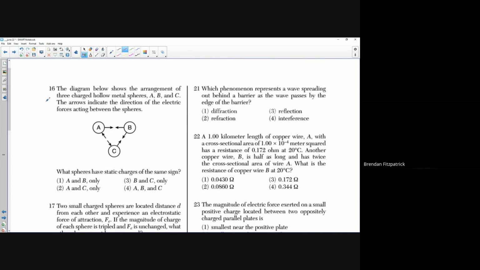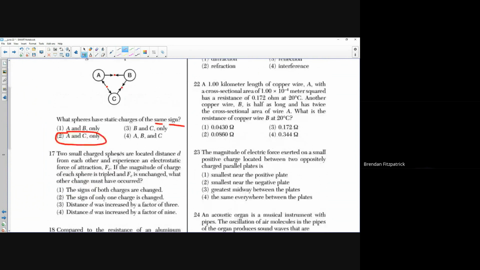Okay. The diagram below shows an arrangement of charges, indicating the forces acting on them. So notice that A and B are attracting, and B and C are attracting, but A and C are repelling. So what spheres have the same sign? So remember that means that they need to repel. Opposites attract, like charges repel. So that's A and C only. 16 is choice 2. Yes.